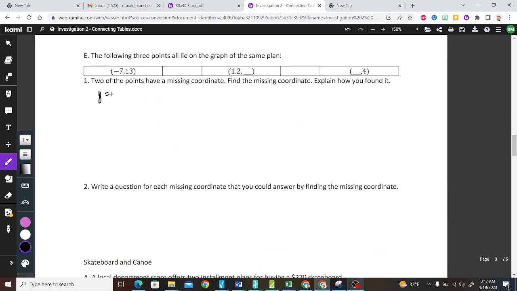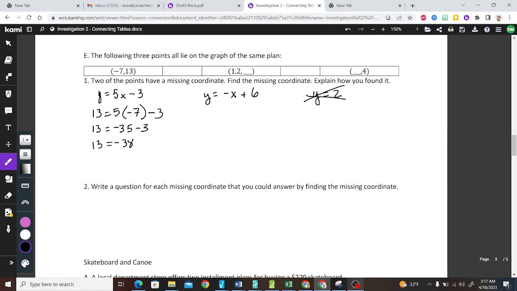So y equals 5x minus 3. y equals -x plus 6. And y equals 2. I can eliminate y equals 2 because 13 doesn't equal 2. So I'm going to try these two. So 13 equals 5 times -7 minus 3. Well, that doesn't work because this is 13 equals -35 minus 3. So 13 can't equal -38. So that means that it's going to come from here.